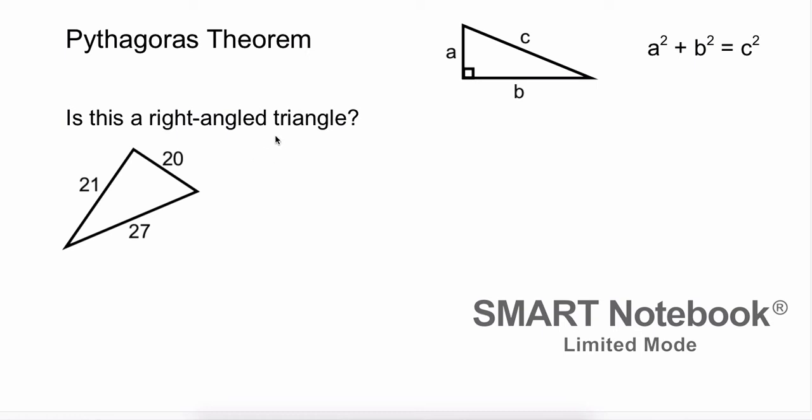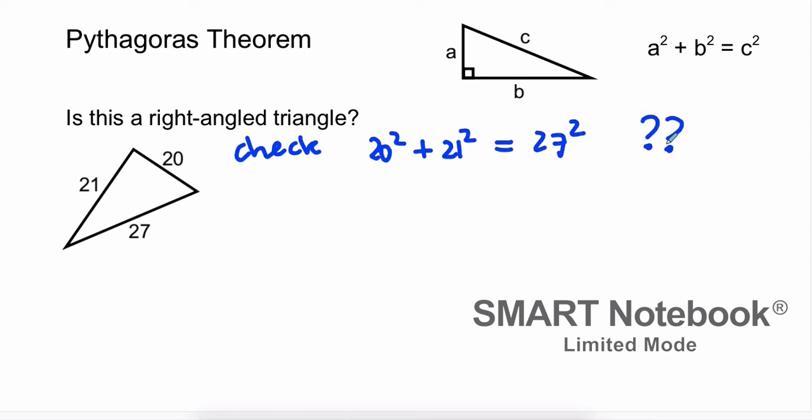So let's check. If it is, then Pythagoras theorem should apply. Then in this case, assuming it is, then the hypotenuse should always be the longest side. So this should be c, the hypotenuse in the formula. Okay? So in that case, I am going to check whether 20 squared plus 21 squared is equal to 27 squared or not. I'm not sure about that. This is something I'm going to check, okay? So let's do it one by one then.